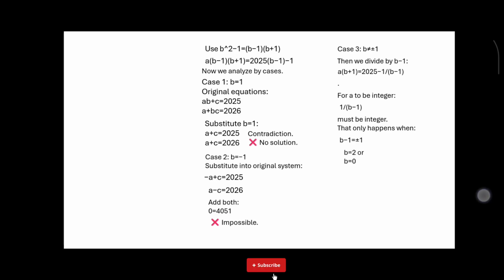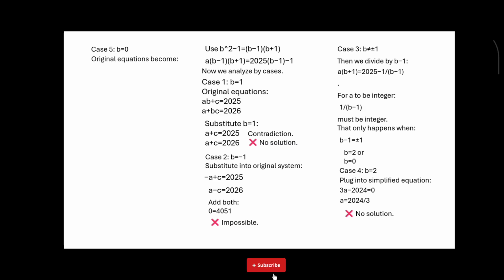Another case, if b equals 2, 3 times a minus 2024 equals 0, then a equals 2024 divided by 3, which is not an integer, so no solution. Last case, if b equals 0, substitute into the original equations. Then c equals 2025 and a equals 2026. Therefore, the only integer solution is a equals 2026, b equals 0, c equals 2025.